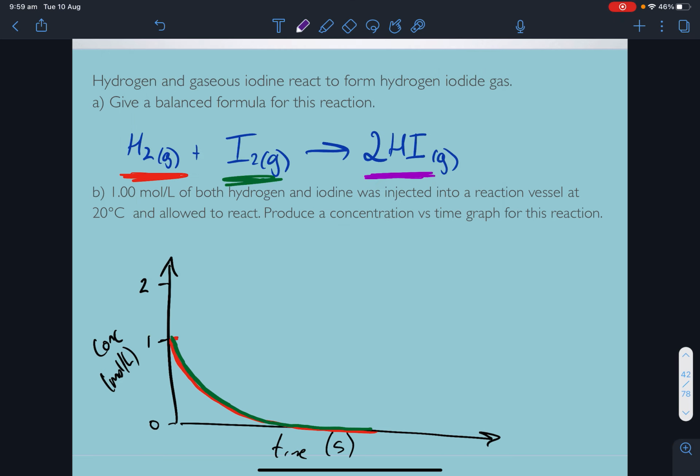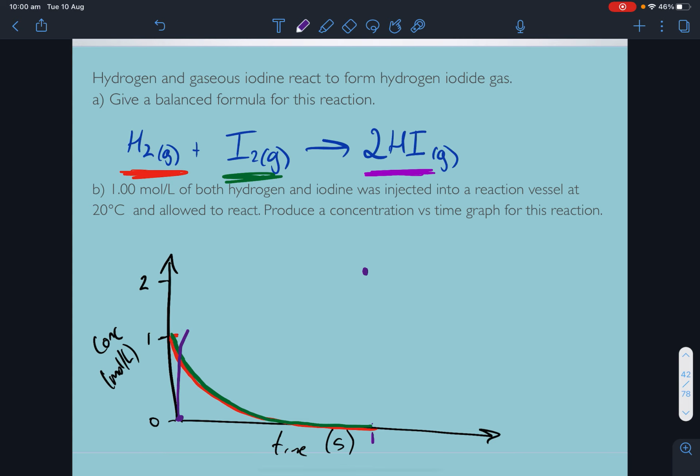Hydrogen iodide, there was no mention of it at the start, so it's starting at 0. If 1 mole per litre of hydrogen reacts totally with 1 mole of iodine, it's going to produce 2 moles per litre of hydrogen iodide. So it's going to end up here at 2 moles per litre. We want a curve that starts off quick, slows down and ends up there. So there's my hydrogen iodide products.